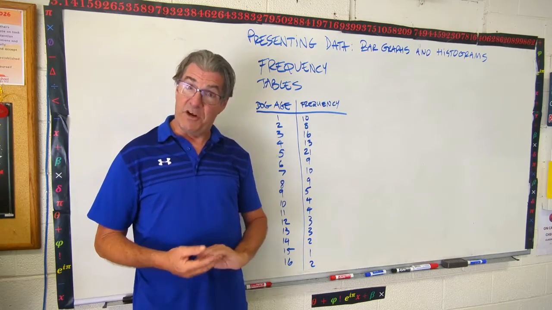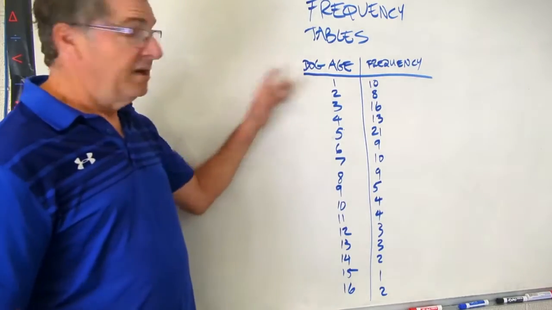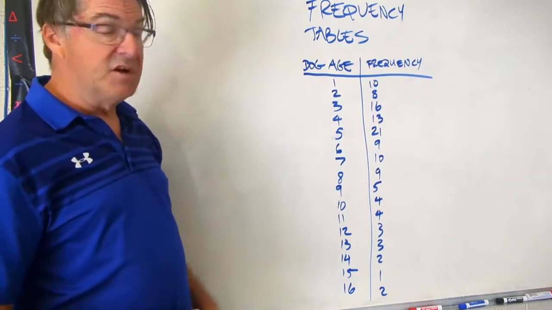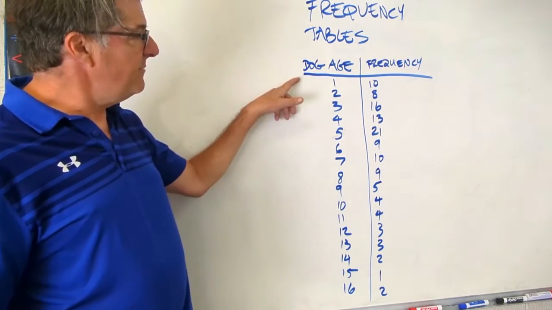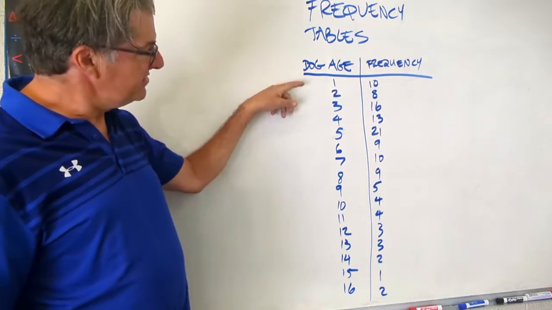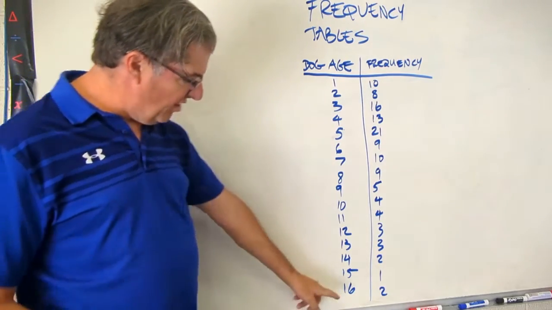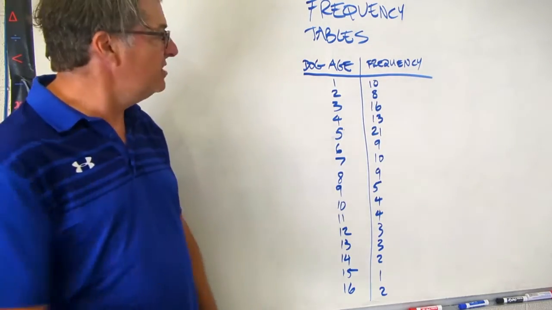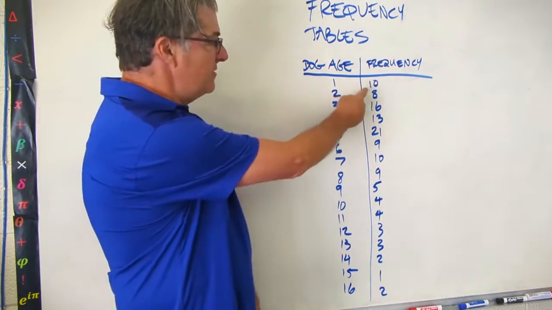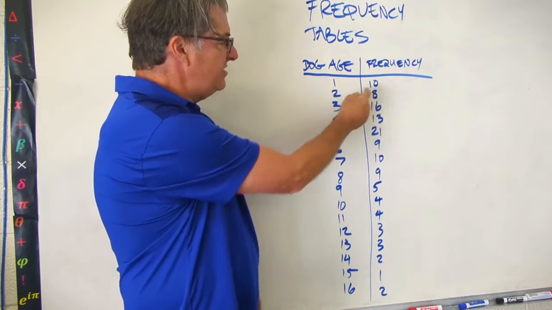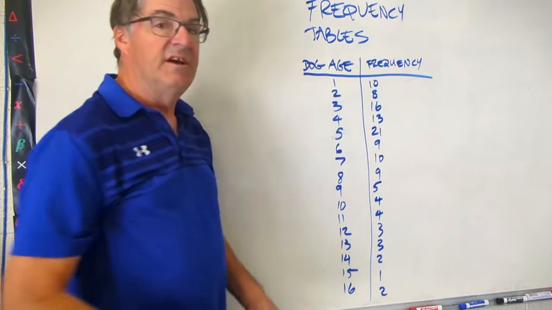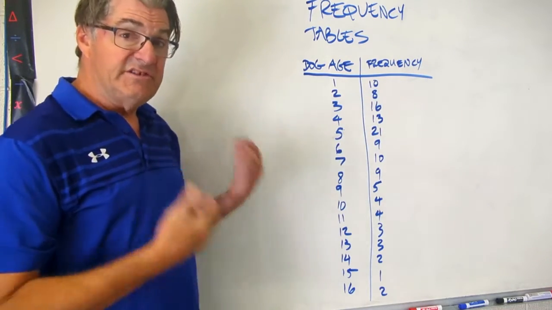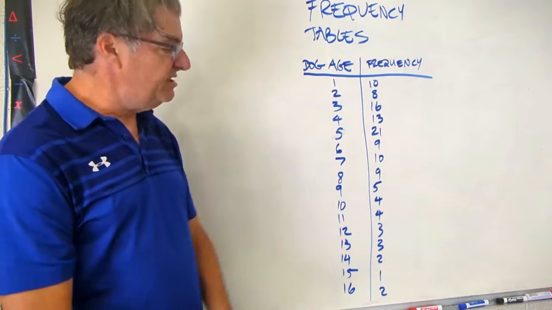So let's take a look at a frequency table first, because basically all these things are based on frequency tables. So here is a table showing dog age, right? We've got all these ages all the way up to 16. And then the frequency is how many dogs we measured that had that age. So we had 10 dogs that were 1 year old, 8 dogs that were 2, 16 that were 3, and so on.